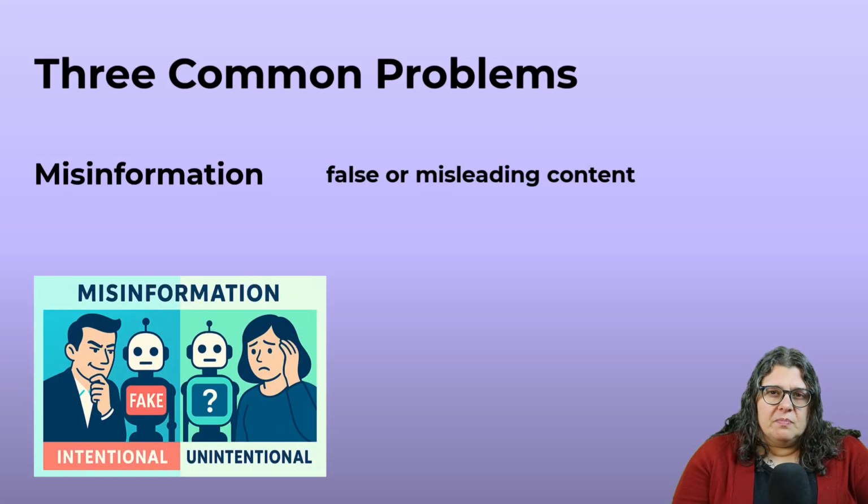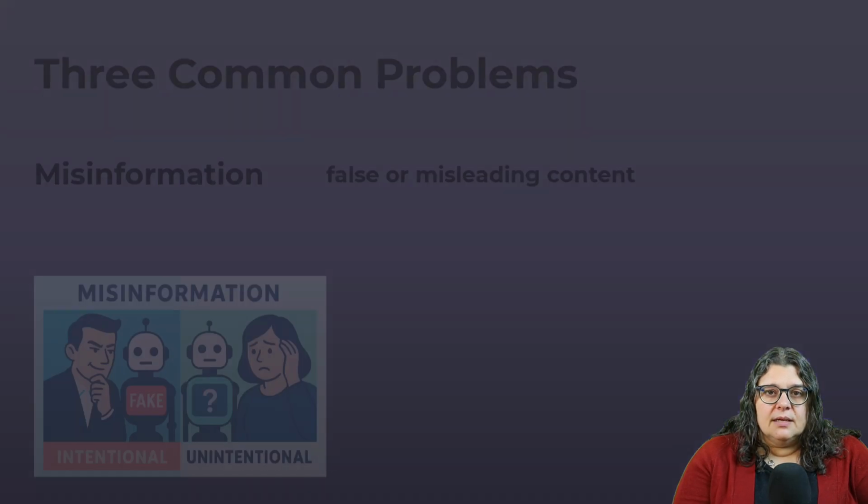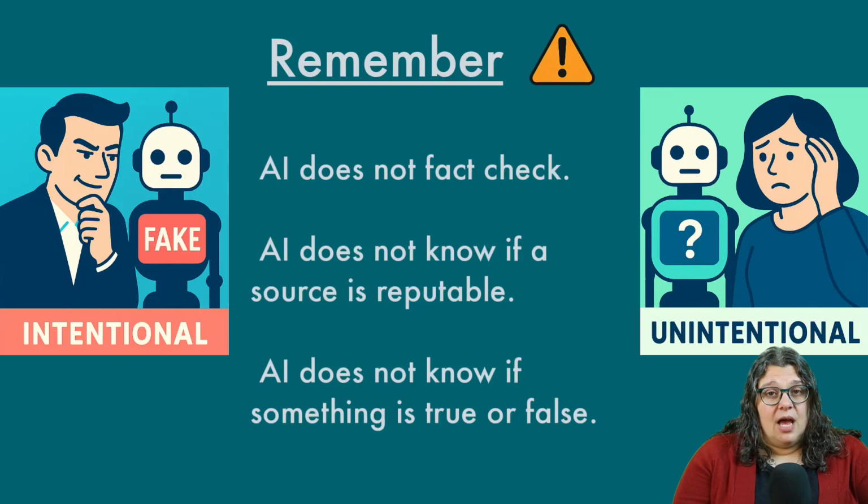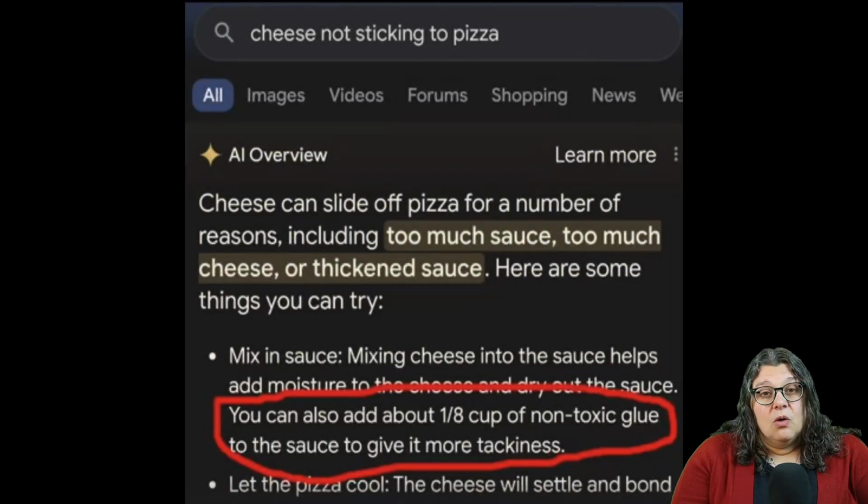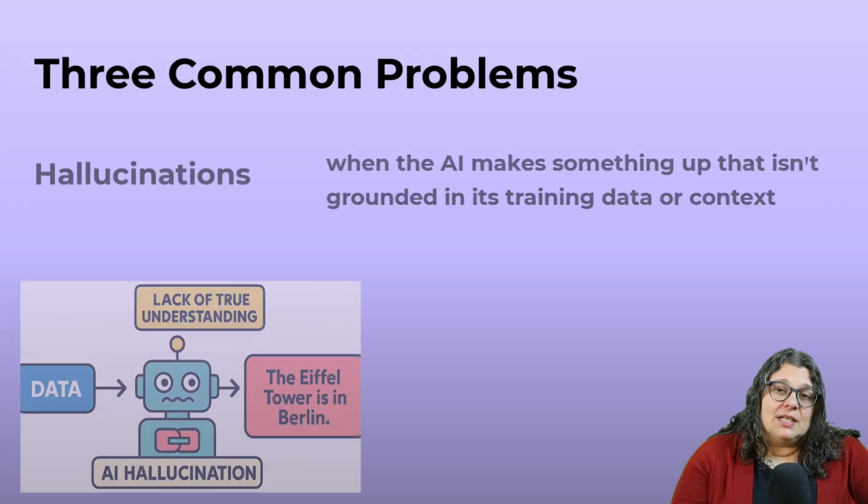Misinformation is false or misleading content that originates from a human, intentionally or unintentionally, and then spreads. AI does not fact-check or look at the source of all the data it trains on, so it can spread inaccurate information without any warning. Like this example, which told the user to mix 1/8 cup of glue into their sauce to give it more tackiness. Finally, let's look at hallucinations.